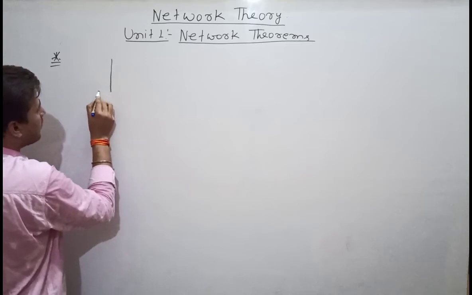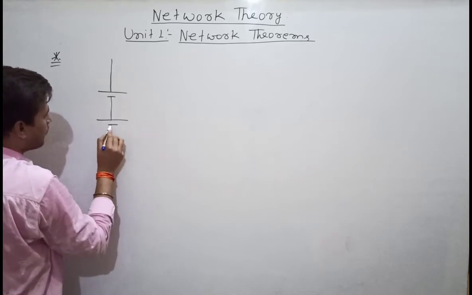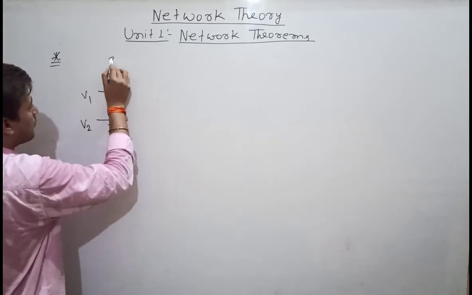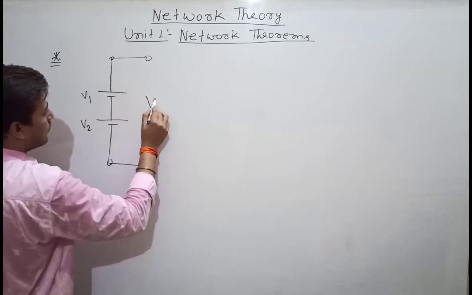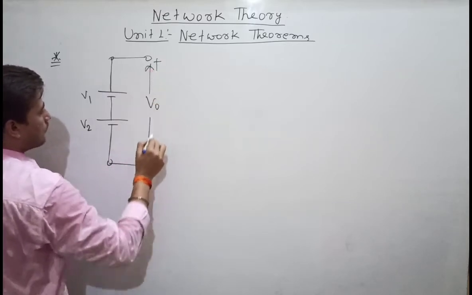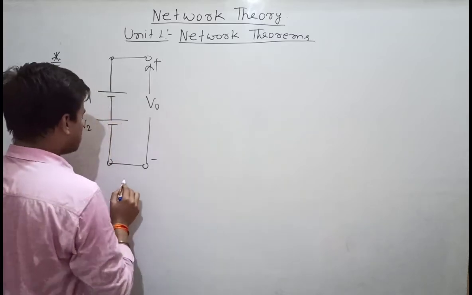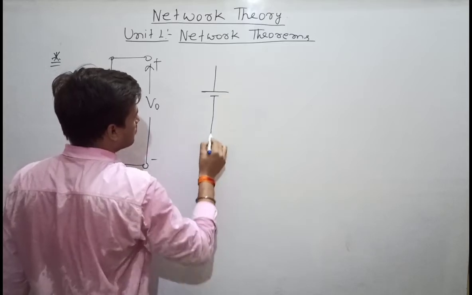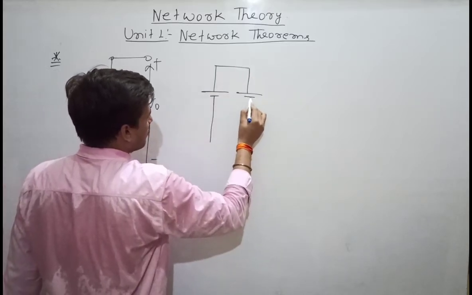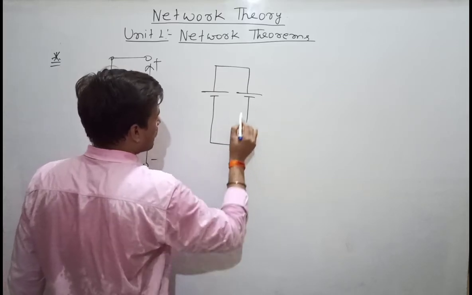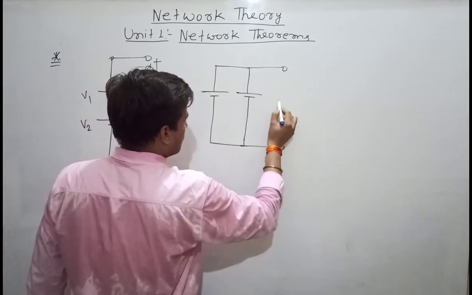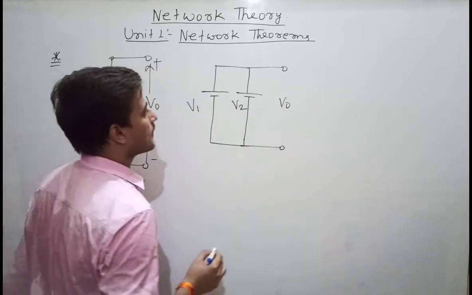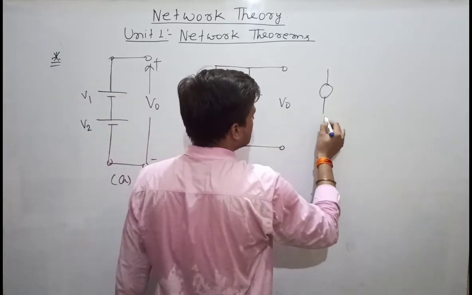Sometimes you will be given a circuit like this one, V1, V2. You will have to write V0, that means the output voltage. Next, this is circuit 1. The second circuit, you will see like this one. This is V0, V1, V2. Clear? Next, you will be given two current sources in series.